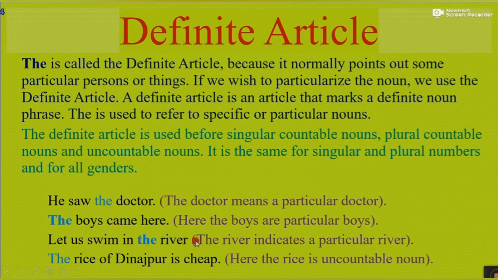Let us swim in the river. Here, river indicates a particular river. The rice of Dinajpur is cheap. Here, rice is an uncountable noun, but the particular rice of Dinajpur is mentioned here. So, the is used before rice. The is used before doctor. The is used before boys. The is used before river.